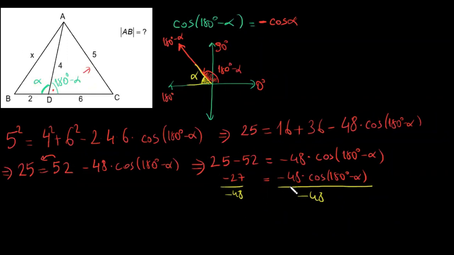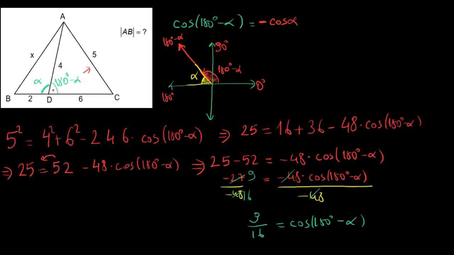So these are canceled out. On the right, I have cosine of 180 minus alpha. On the left, negative over negative is positive: 27 over 48. So let's simplify. Both are divisible by 3. 27 divided by 3 is 9, and 48 divided by 3 is 16. Minus over minus is plus, so 9 over 16.